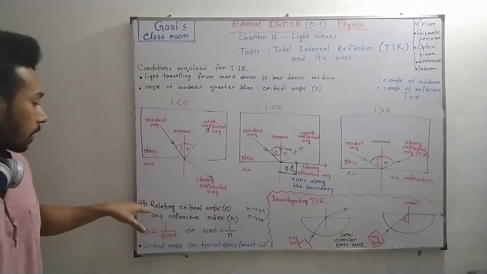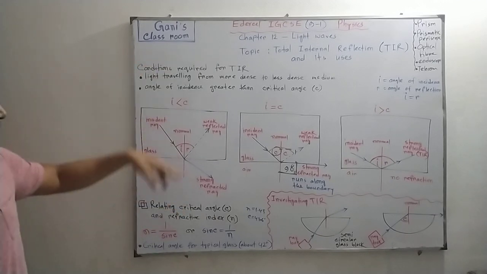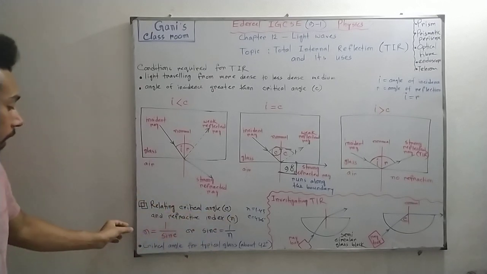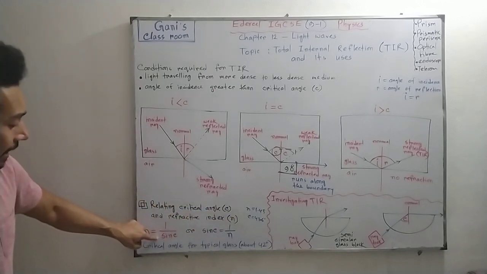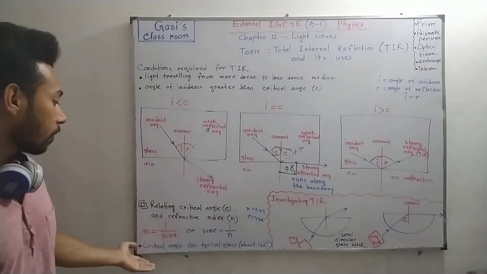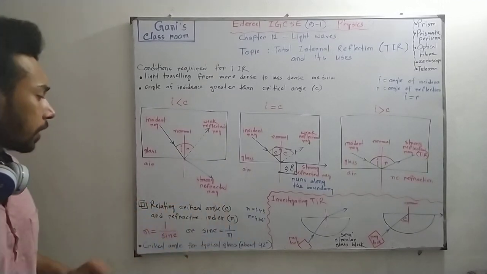You must know that the critical angle is denoted with the letter C in IGCSE, and refractive index with n. Then n is equal to 1 by sine C, or you can write sine C is equal to 1 by n. And the critical angle for typical glass is about 42 degrees.